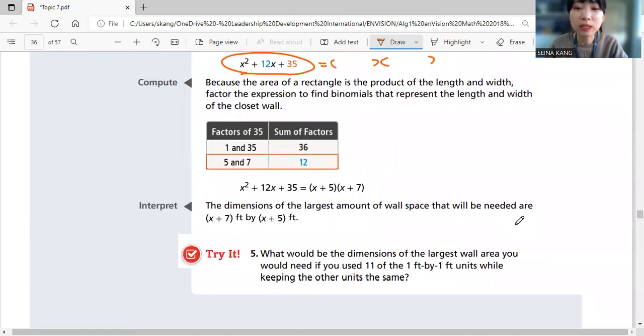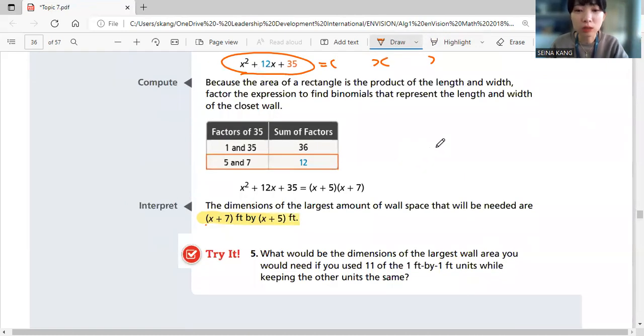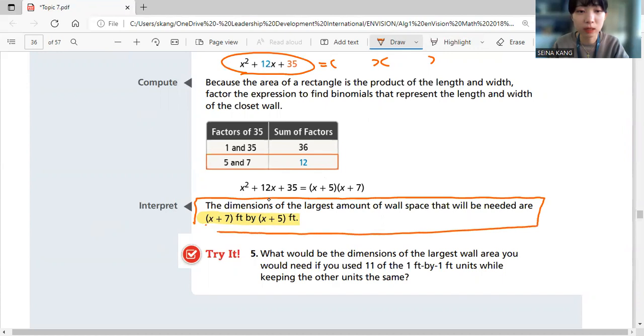So the dimensions of the largest amount of wall space that will be needed are x plus 7 feet and x plus 5 feet. So notice that the unit for the area is square feet, okay? Dimensions for width would be just feet, okay? This feet times this feet becomes this square feet, okay? So that is your answer. The whole sentence is the dimensions of the largest amount of wall space that will be needed are x plus 7 feet by x plus 5 feet, okay?